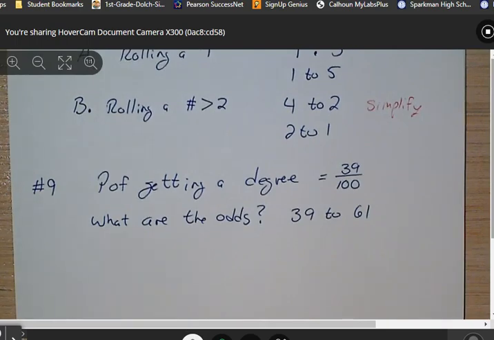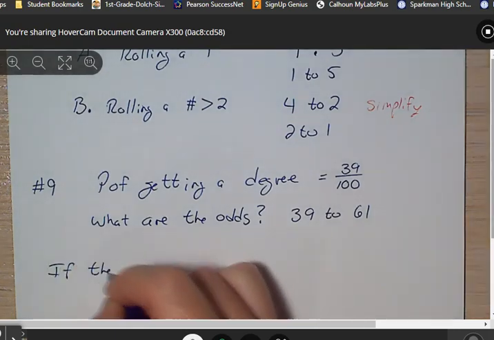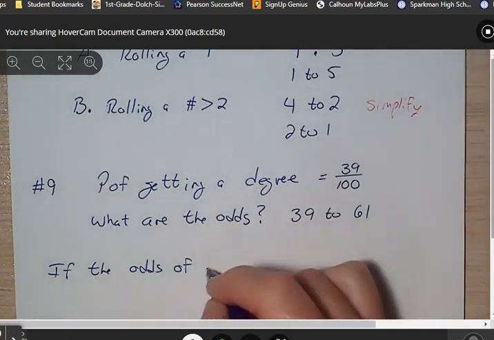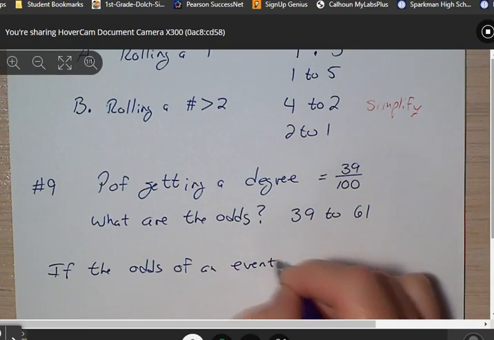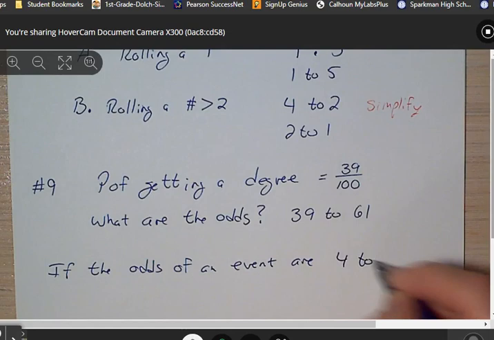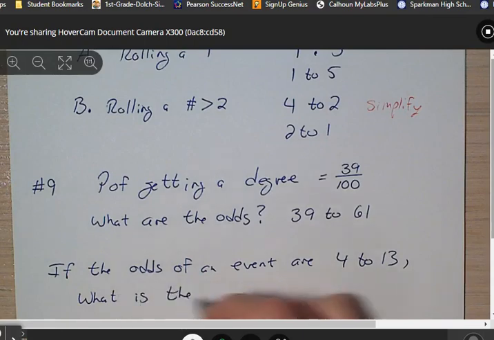Switching from odds to probability, they can flip back around and ask you the same question and say, okay, if the odds are, and it doesn't really matter what we're talking about here, if the odds of an event are 4 to 13, what's the probability?